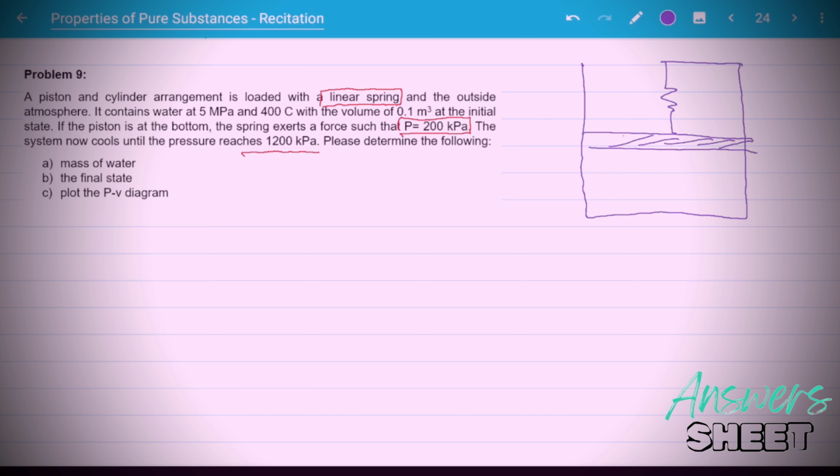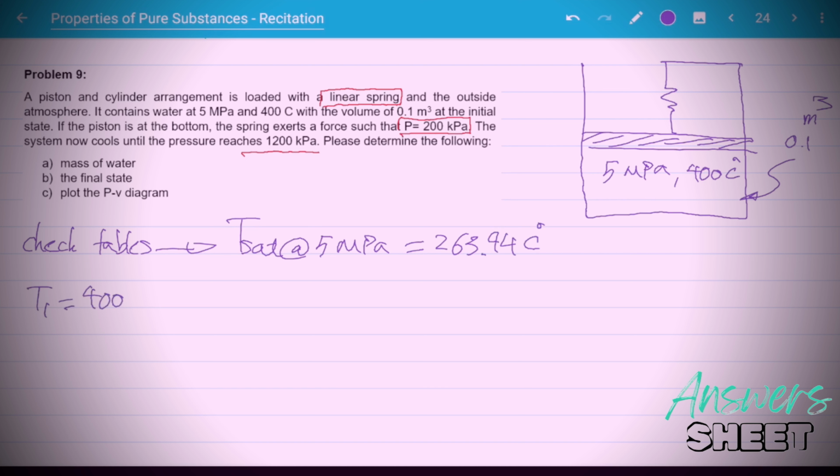So first things first, we need to pinpoint the initial state. For that, we are going to check tables. I'm going to check the saturation temperature for the pressure of 5 megapascals. Now, if we check the tables, it's 263.94 degrees Celsius. Now, the temperature that we have initially is 400 degrees, which is greater than the saturation temperature, which is 263.94. Now, you know this means that we are dealing with a superheated vapor.